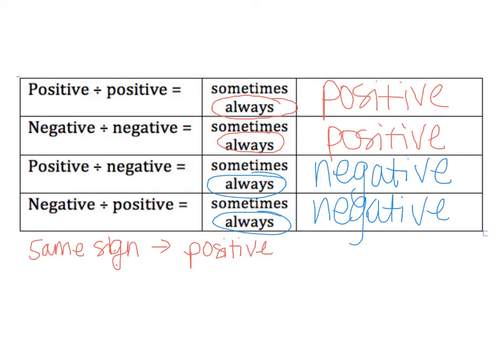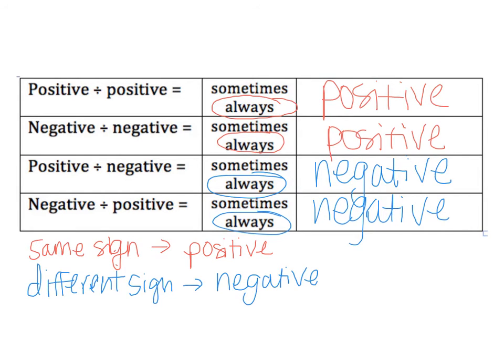Now, if we have a positive divided by a negative, the answer is always negative. And if we have a negative divided by a positive, the answer is always negative. So the summary of these two scenarios is if we have two different signs when we're multiplying or dividing, the answer is always negative. It's important to note that the rules for multiplication and division are always the same.